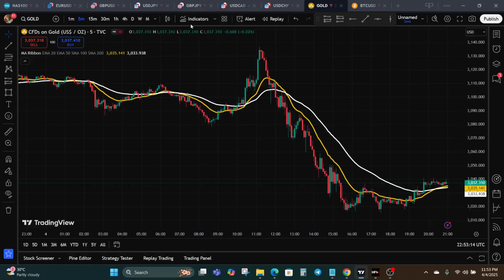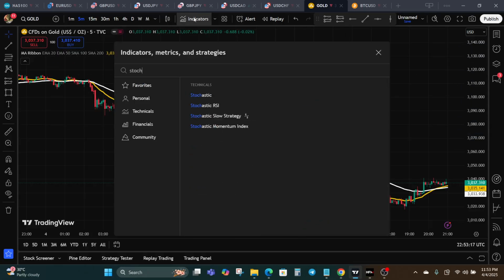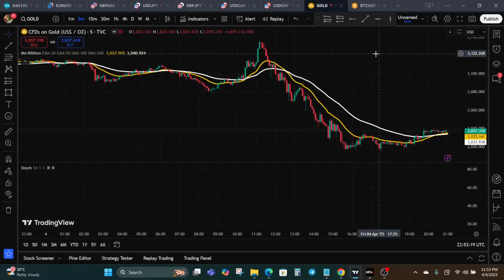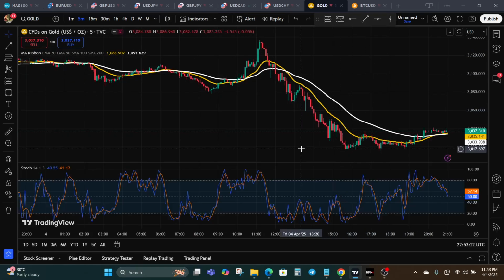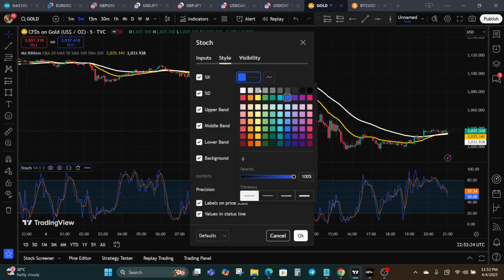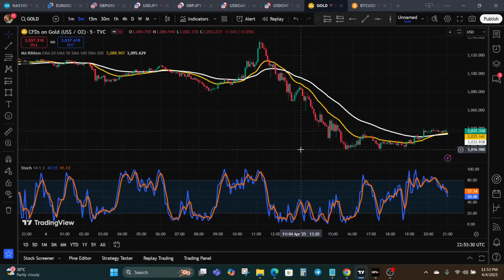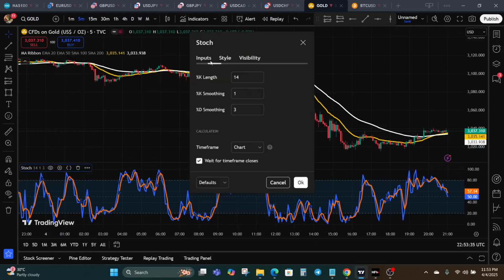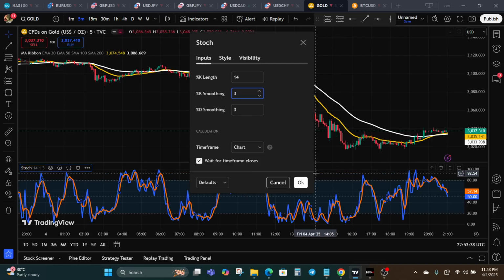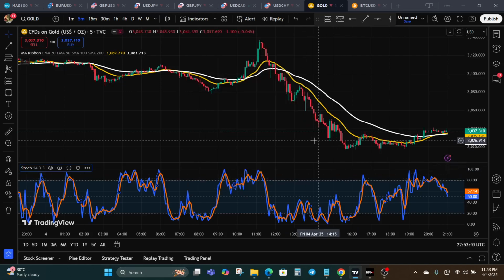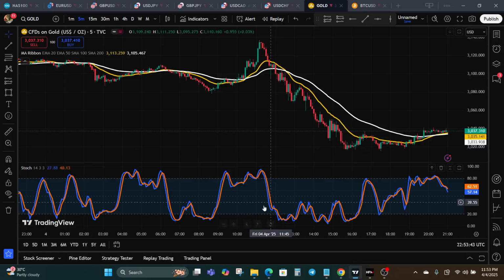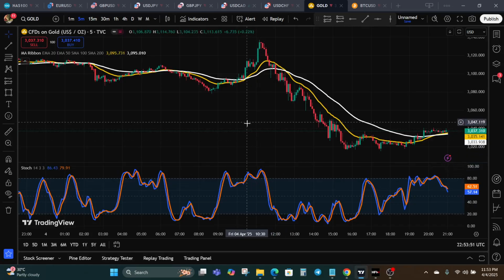Now we're also going to add the stochastic oscillator to the chart. The settings are 14, 3, 3. We'll be using this as a momentum confirmation tool for entries. Now, let us talk about the actual setup. Here is how it works.